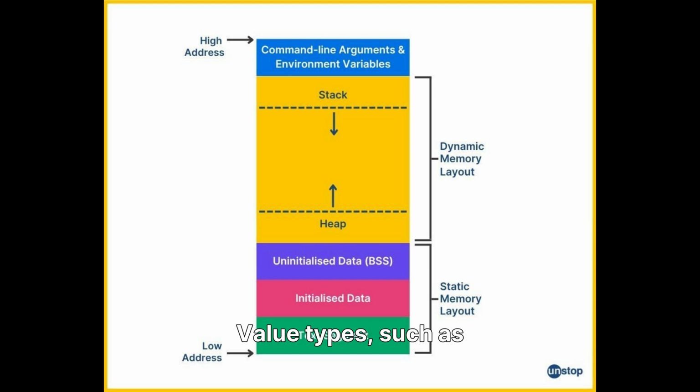Value types, such as integers, floats, booleans, and structs, are stored directly on the stack. When you declare a variable of a value type, the actual data is placed directly in the stack frame of the method where it's declared. This direct storage contributes to their fast access and efficient management.